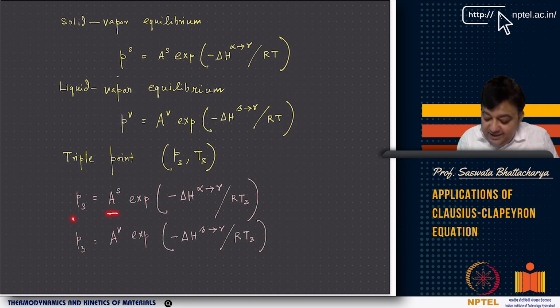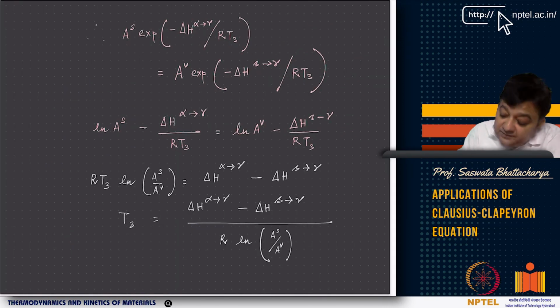So P3 equals AS times exponential minus delta H alpha to gamma by RT3. Similarly, P3 equals AV exponential minus delta H beta to gamma, the beta to gamma transformation enthalpy, by RT3. I have substituted T by T3 and P by P3, because at the triple point all of these are satisfied: the solid vapor equilibrium, the liquid vapor equilibrium, and the solid liquid equilibrium.